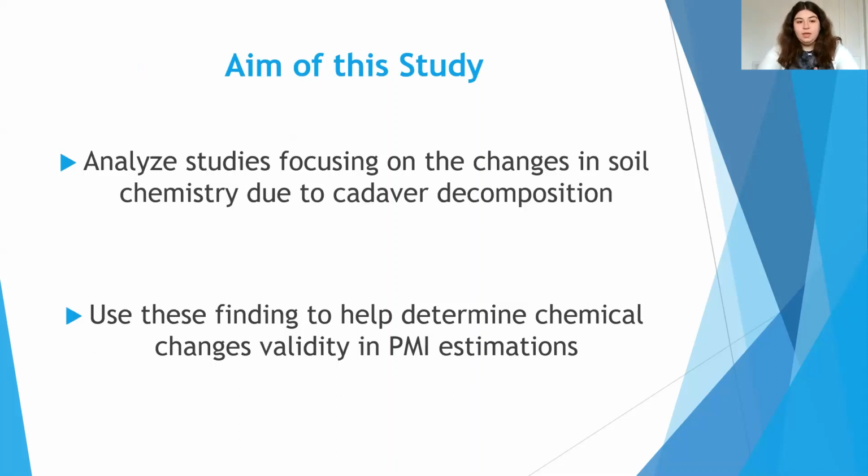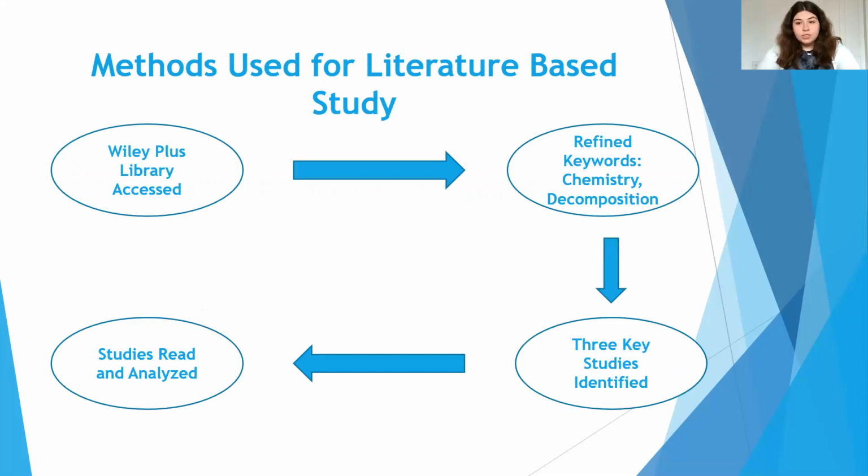So the aim of this study was to analyze studies focusing on changes in soil chemistry due to cadaver decomposition, and then use these findings to help determine chemical changes in the validity of PMI estimation. As this was a literature-based study, Wiley Plus Library was accessed, and then the articles were refined using the keywords chemistry, decomposition, and a few others. From here, a variety of articles were found. Some were kept for background information, but 3 key studies were identified, and these studies were then read and analyzed in order to conduct this research.